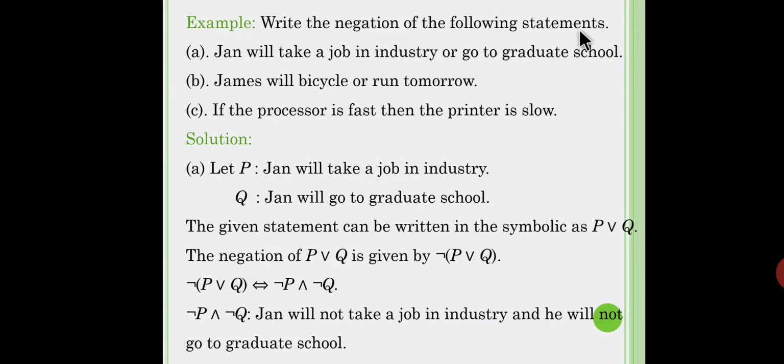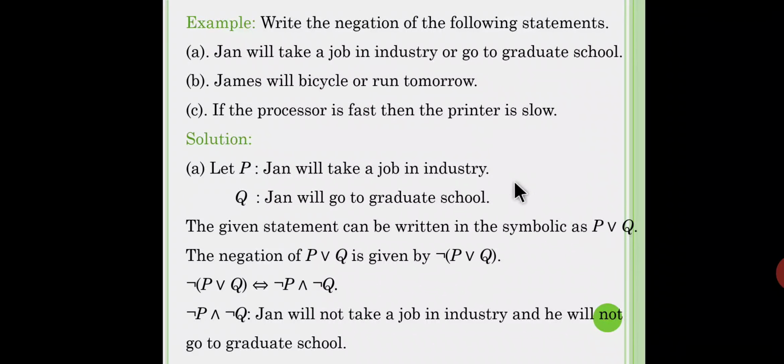Write the negation of the following statements. The first statement: John will take a job in industry or go to graduate school. Here the connective word is or. We first write this compound statement into atomic statements. Let P be the proposition John will take a job in industry, and Q another atomic statement, John will go to graduate school. So the given statement can be written in symbolic form as P or Q.